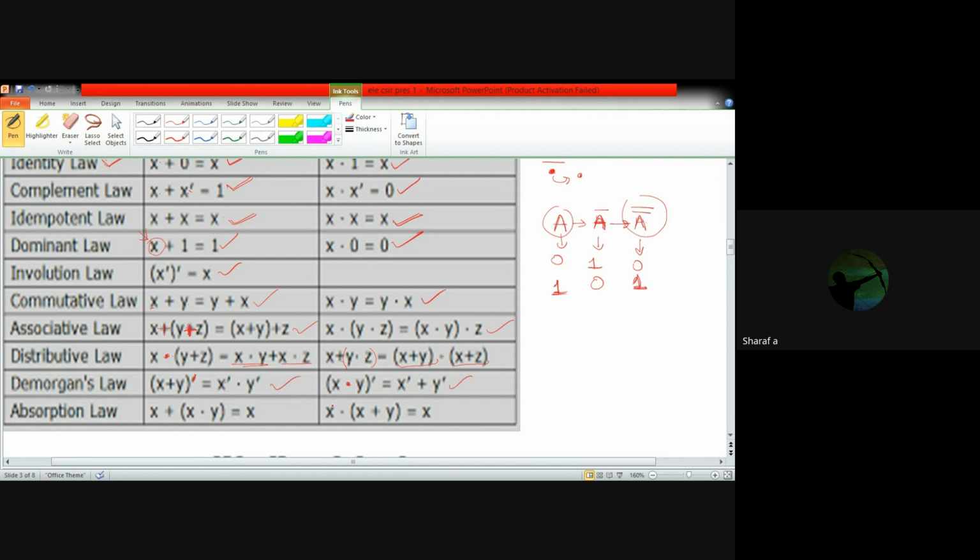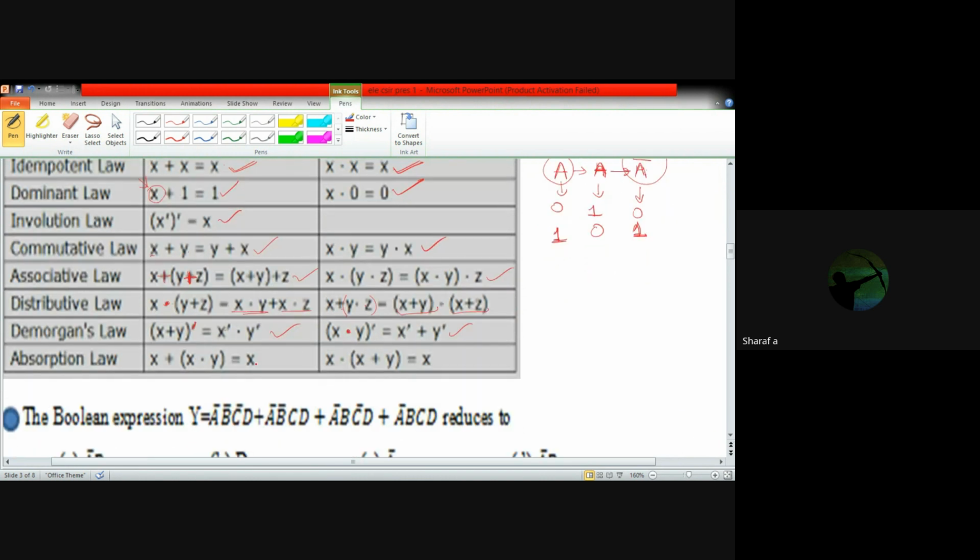This is De Morgan's. Then we have the absorption theorem. This is very important. Absorption law: x plus x dot y will be equal to x. This is very important. And similarly, x dot (x plus y) is also equal to x. Remember that x dot (x plus y) is equal to x.